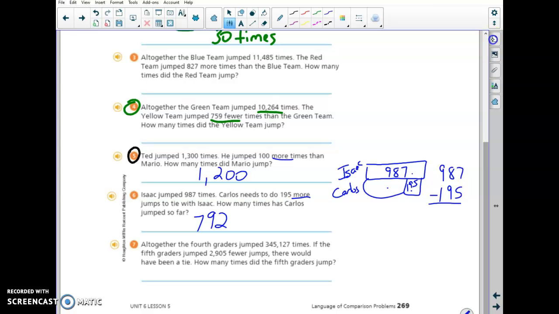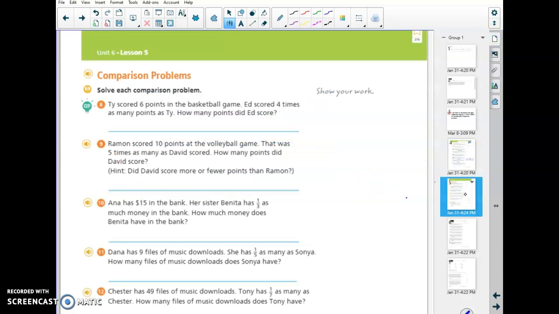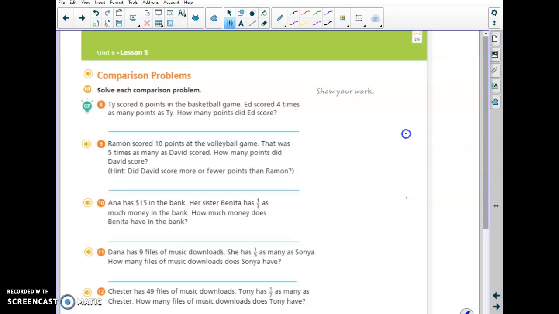All right, we're going to turn the page, and on the next page, we're going to show you some comparison problems with multiplication. We're going to start out with the easiest of all, number 8. Ty scored 6 points in the basketball game. Ed scored 4 times as many points as Ty. How many points did Ed score? Well, 4 times as many, so I'm going to do 4 times 6, 24 points. Easy peasy.